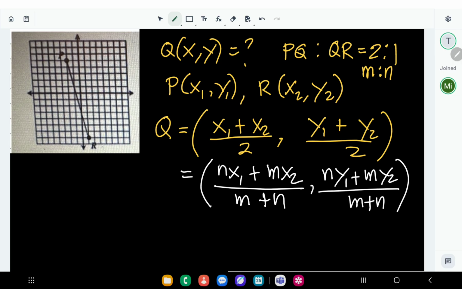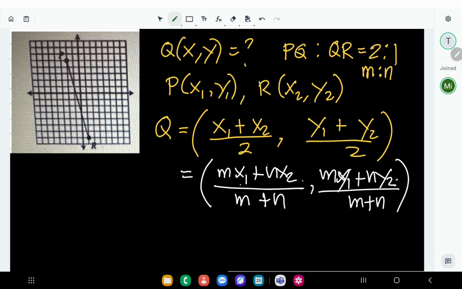That one is the ratio, 2 is to 1. So you won't be confused, I will just use m and n. m here for x sub 1, then n for x sub 2. And this one, m y sub 1 plus n y sub 2. Why do we use m and n? Because we're given the ratio of the distance.